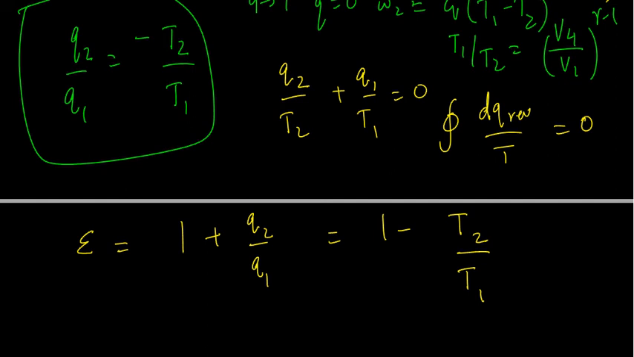So only if T2 approaches 0 Kelvin. We don't write the degree when we write Kelvin. So it approaches 0, you can say degree Kelvin, but you don't write it. Then the efficiency is 100%, otherwise not.